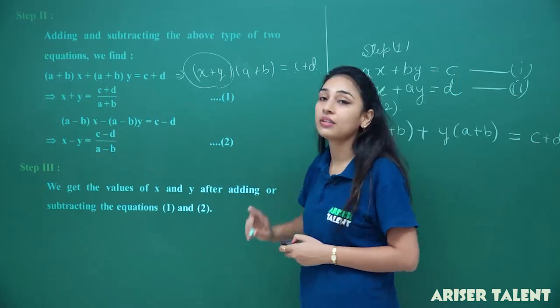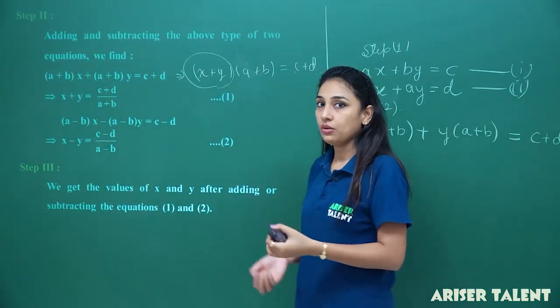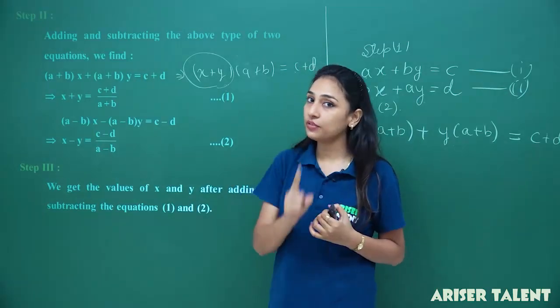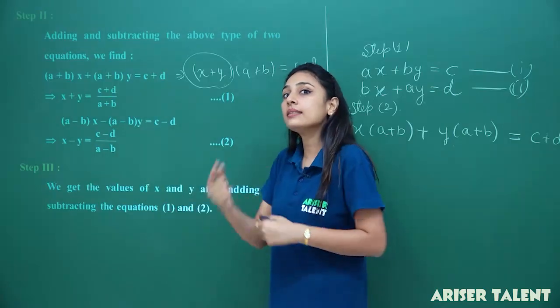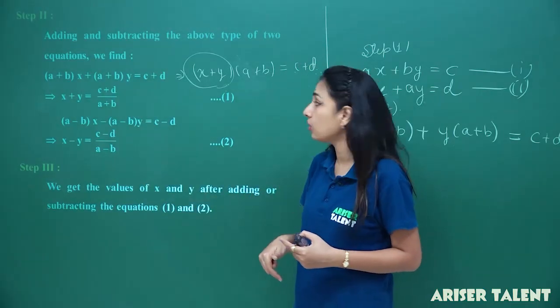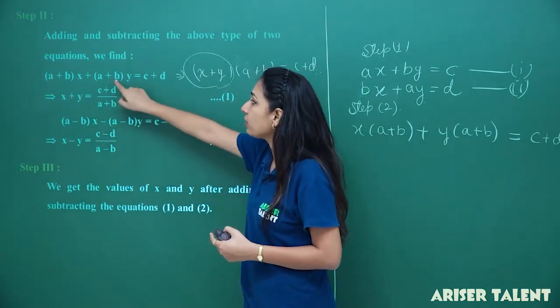Now, this is equation 1. What we did? We added both the equations. First, we arranged them in the first step. Second, we just added, and in the third step, we are going to subtract also. So, we found this value of x plus y equals to this.